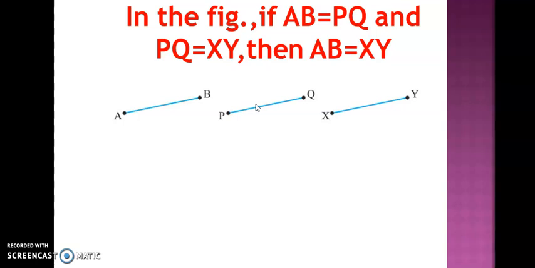Yes, good. What does it state? Things which are equal to the same thing are equal to one another, isn't it? Yes, here also the line segment AB is equal to PQ and that PQ is equal to XY. So these are the two line segments which are equal to the same line segment PQ, isn't it? Okay, let me prove it now.